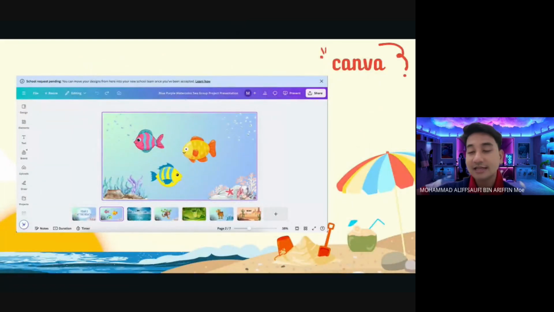The next one is that I also used a Canva presentation to make it more 3D and colorful, so it's more fun this way. I showed them the picture of a fish and asked them to guess where the fish lives. Here's the clip.